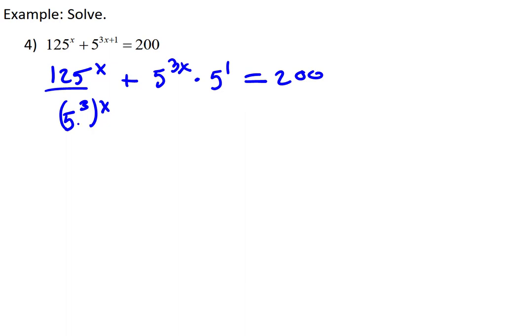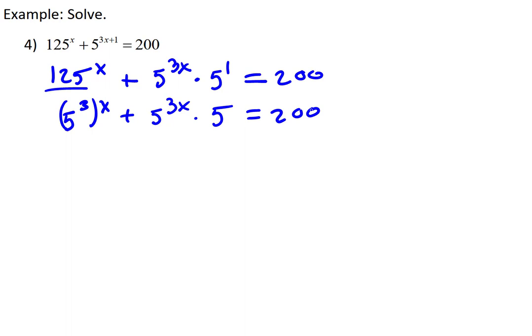So we have 5 cubed written for 125, still to the power of x. Let's copy everything else we have down here. We have still 5 to the 3x power times 5 to the 1, which I'll just write as 5, equals 200 on the right side. Now, why might we be going this way?